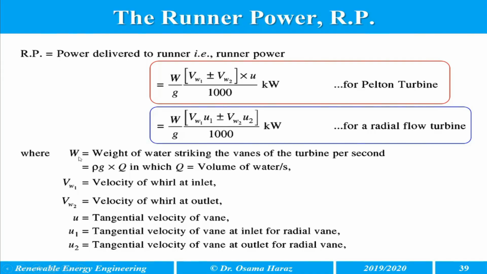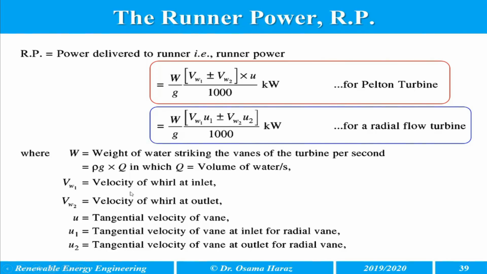So what is W? The weight of water striking the vanes of the turbine per second. And it can be found from rho G cross Q. What is rho? The water density. What is G? The gravitational acceleration. And what's Q? Q is the volume of water per second. Once you know rho G cross Q, you can find W.